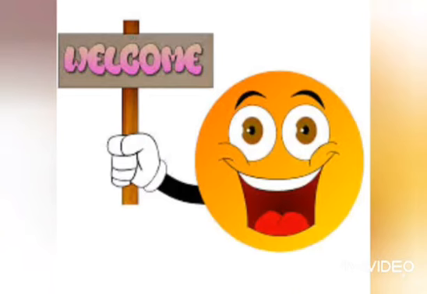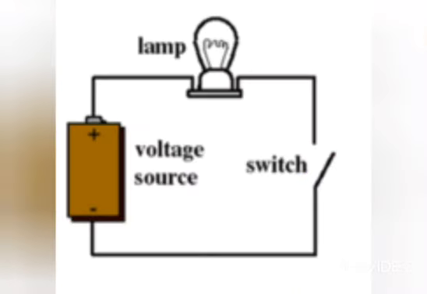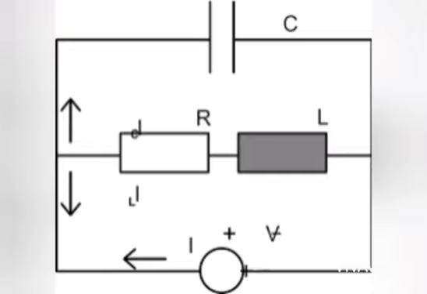Hello everyone. Today we are going to learn about the elements of an electric circuit. What is an electric circuit? An electric circuit is the interconnection of various elements like resistor, capacitor, inductor, current source, voltage source, etc.